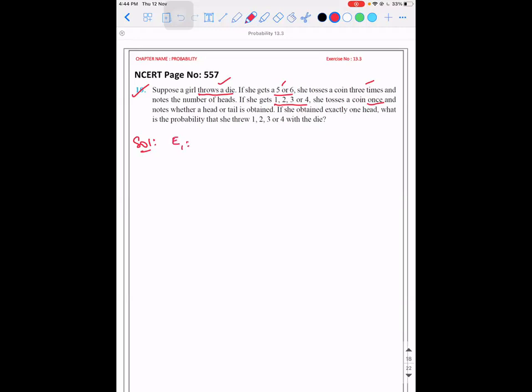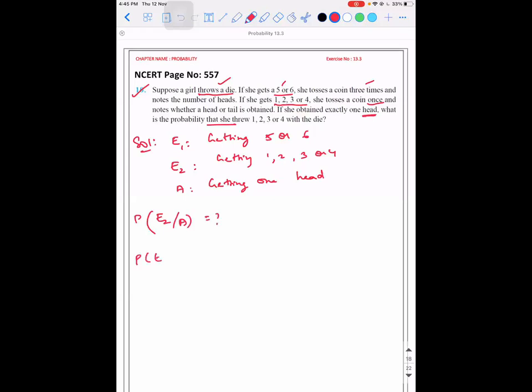So what is event 1? Getting 5 or 6. Right? What is event 2? Getting 1, 2, 3, or 4. What is event A? Getting one head. Okay, so what are they asking? If she has obtained exactly one head, what is the probability that she threw 1, 2, 3, or 4? So the probability of E2 given A is what they are asking.